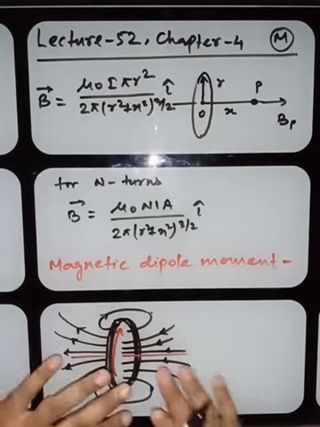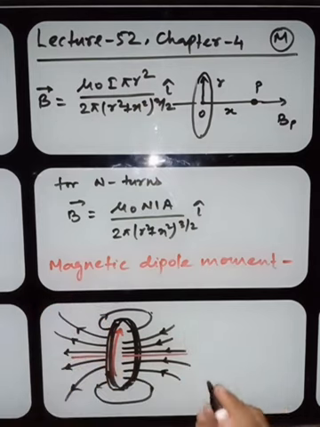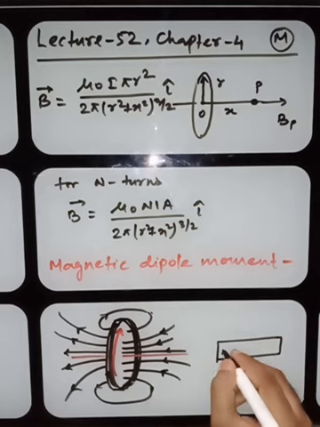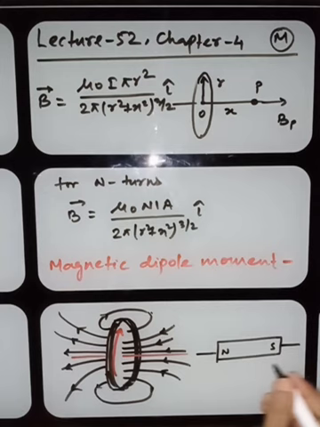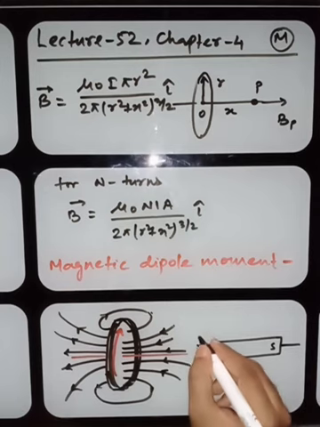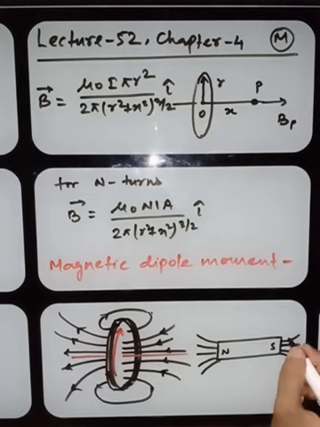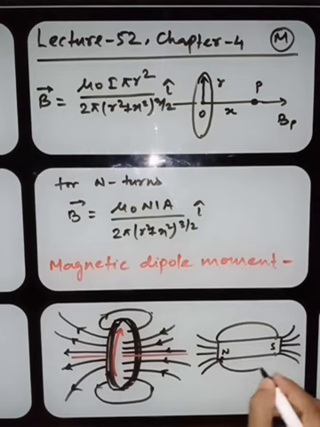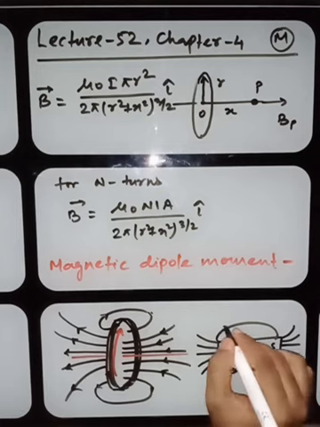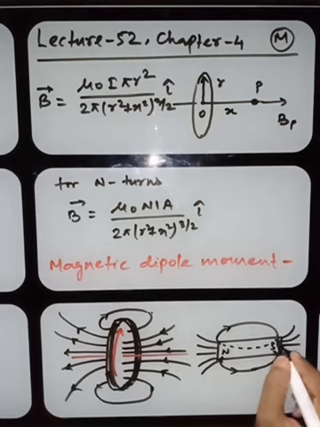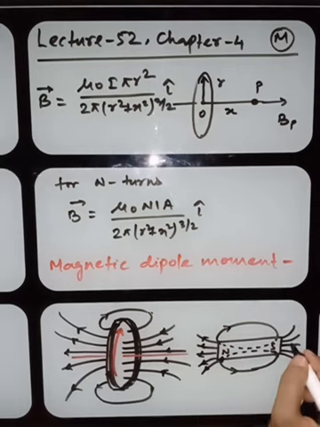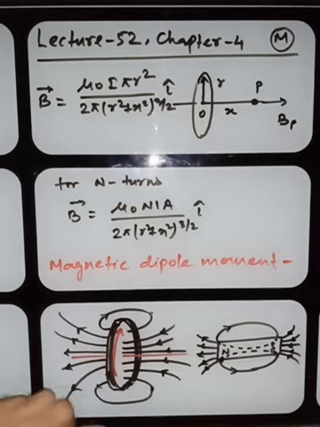So, my dear student, you can compare this with a short bar magnet. If this is the bar magnet, with north pole and south pole, magnetic field lines exit from the north pole in this way, and inside the magnet the field lines continue to make the closed loop. Now you can compare both diagrams. You will see there is a similarity. It means a current carrying loop is considered a bar magnet.